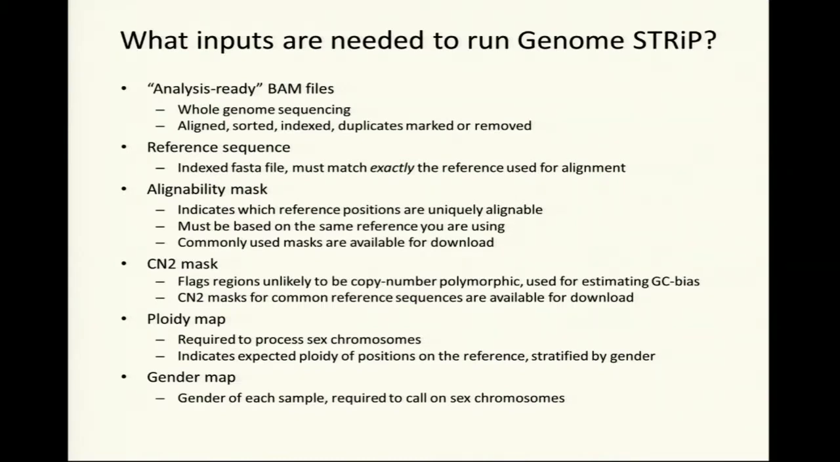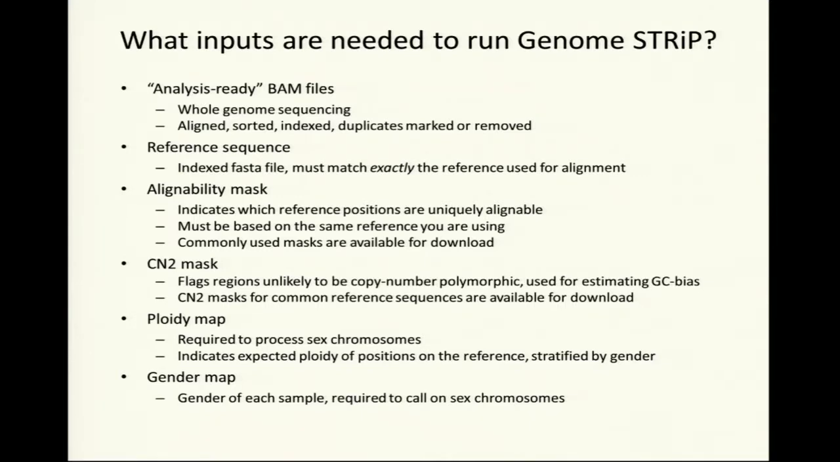So to run Genome STRiP, these are the 6 inputs you need. You need analysis-ready BAM files, which you probably heard about this morning, what this means in terms of the GATK. You need your reference sequence, an indexed FASTA file. You need something called an alignability mask that Genome STRiP uses to determine which parts of the reference genome can be accurately aligned and where the aligner is going to have trouble. This has to match the reference you're using, and on our FTP site, there are alignability masks available for download.